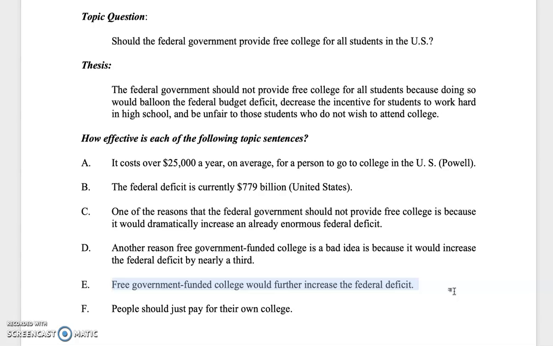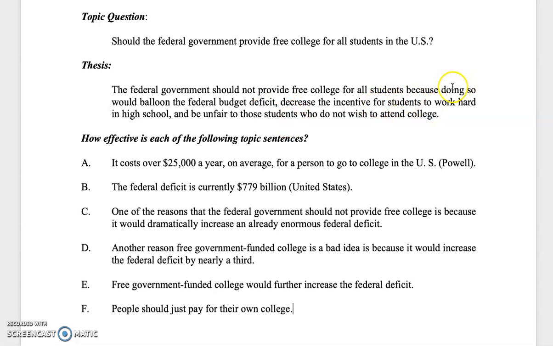All right. Lastly, we have F. F is not a good example, right? People should just pay for their own college. That is not setting up any kind of idea that you're giving a reason for something. It's just like someone spouting off and giving their opinion. And it's not really connected to the idea of free government college, which is the topic. It's not really connected to one of the reasons for the thesis.